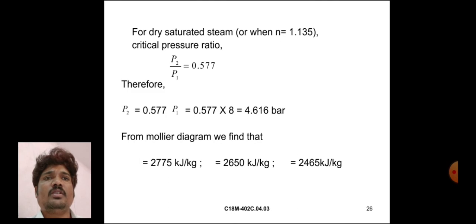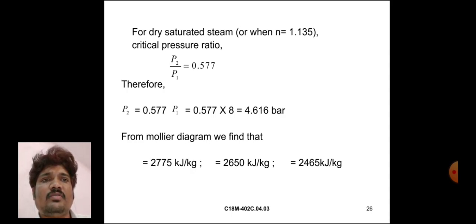P2 is 0.577 into P1, equal to 0.577 into 8, P1 value is 8, which is 4.616 bar. P2 is the pressure of the steam at throat condition, the throat area.